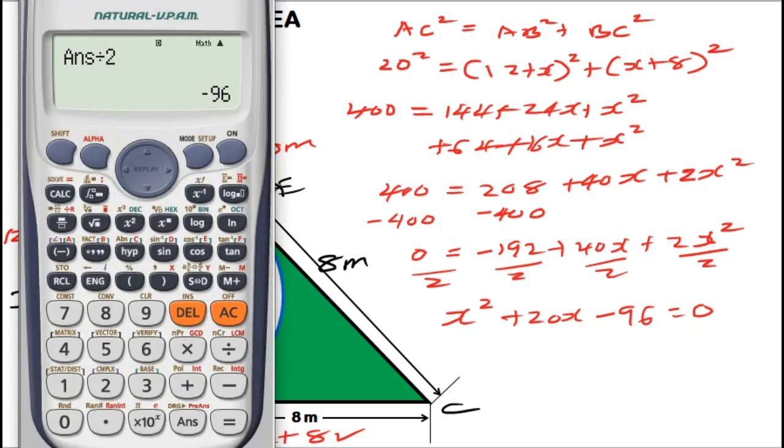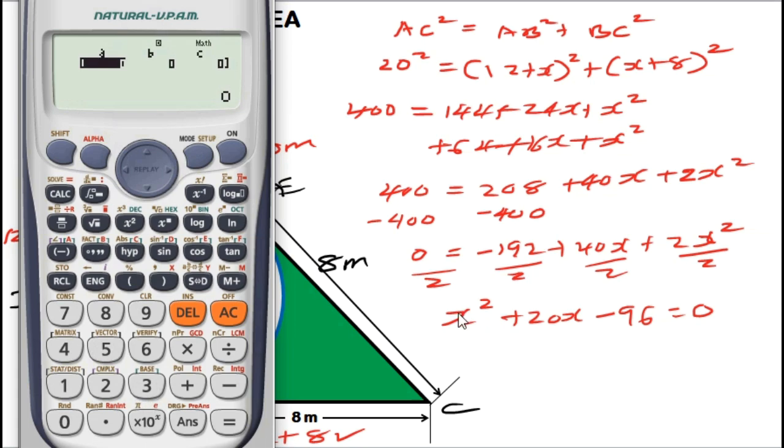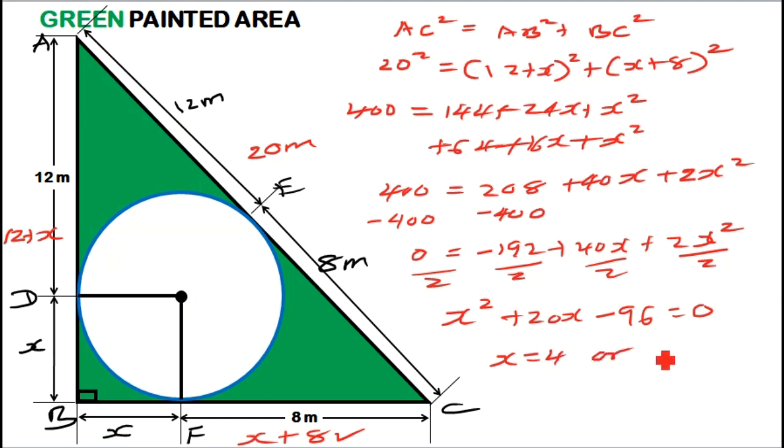If you solve this quadratic equation, the coefficient of X squared is 1, so a is 1, the coefficient of X is positive 20, then the constant term is negative 96. What is the first value of X? The first value of X is 4. The second value of X is negative 24. So X is either 4 or negative 24. Because X is a length, we take the positive value, meaning X is 4.